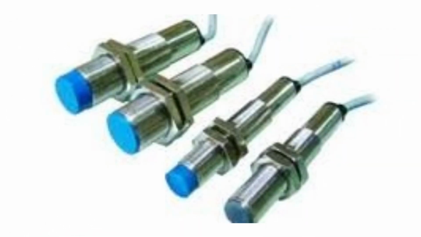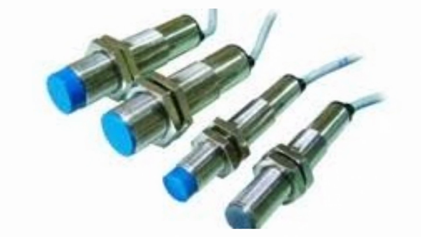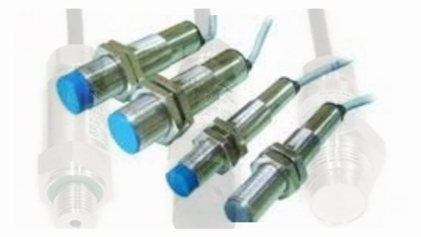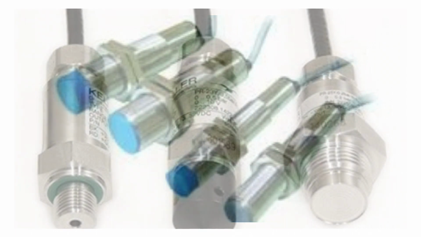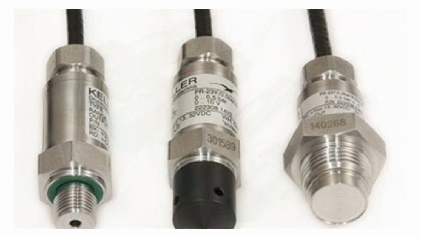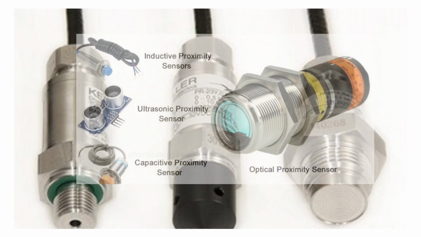Proximity sensors come in a wide variety of shapes and sizes, and they are classified according to the type of principle which they use in order to detect. Some types of proximity sensors used are referred to as inductive proximity sensors, capacitive proximity sensors, ultrasonic proximity sensors, and optical proximity sensors.